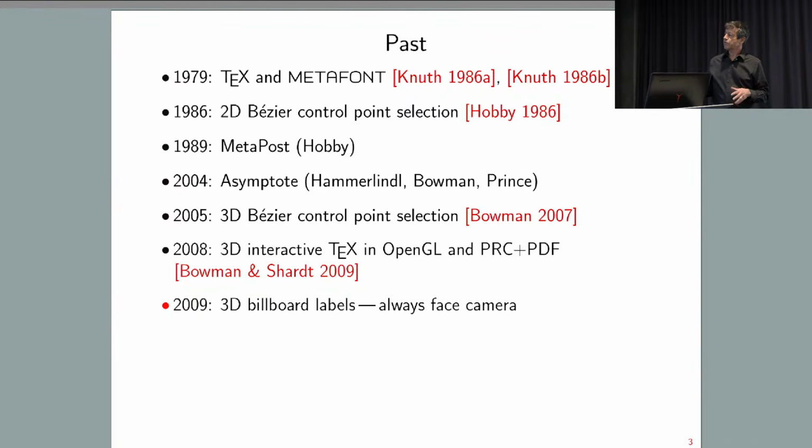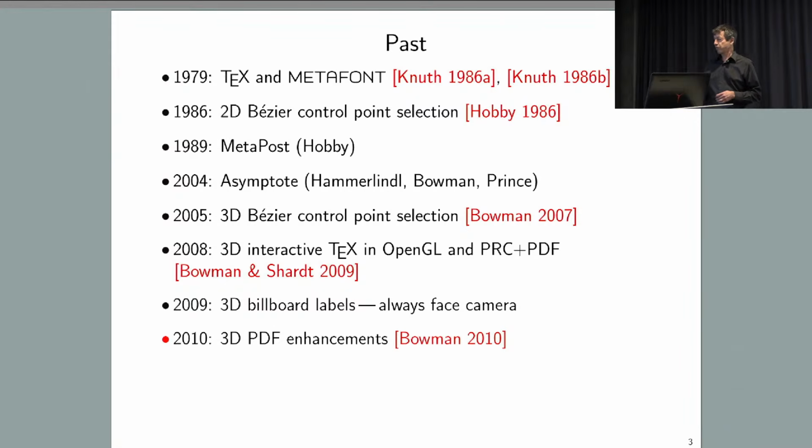Another thing that happened shortly after that: the labels, even though I've lifted them to 3D, are still planar. If you rotate your graph, you'll be viewing those labels edgewise, and it's not going to look very nice. So one of the important advances was allowing those billboard labels to rotate so that they always face the camera, no matter what viewpoint you're looking at, and you'll see examples of that. There were also various 3D PDF enhancements done with a colleague from Russia, Mikhail Vidiassov, mentioned in another TUGboat article.